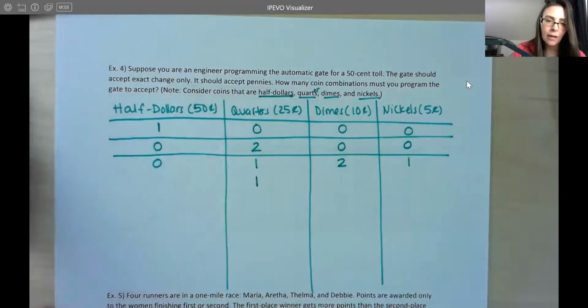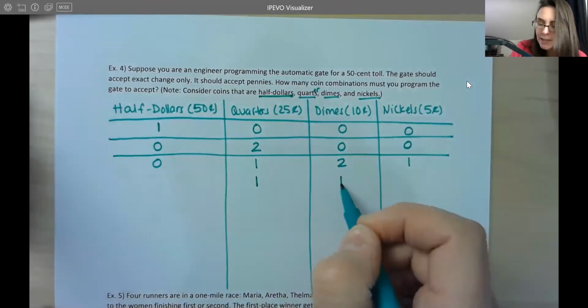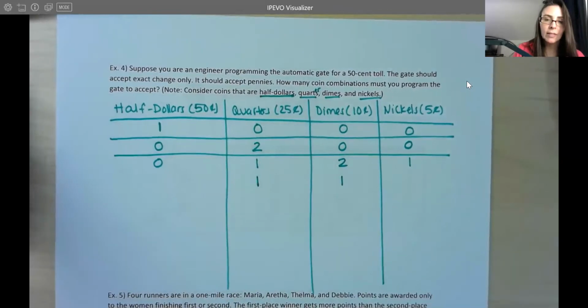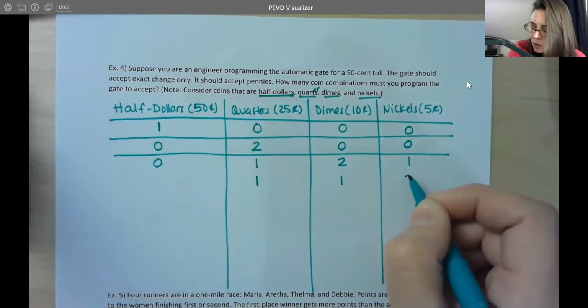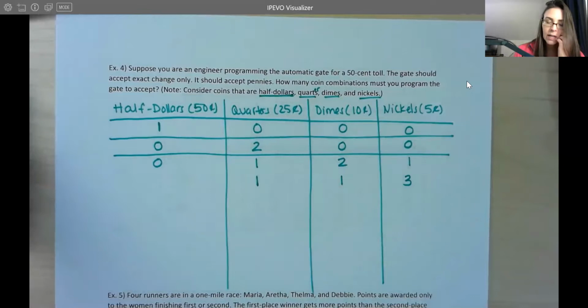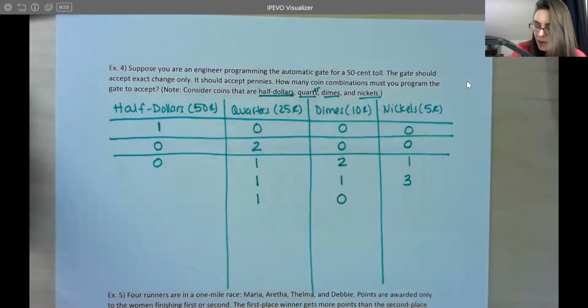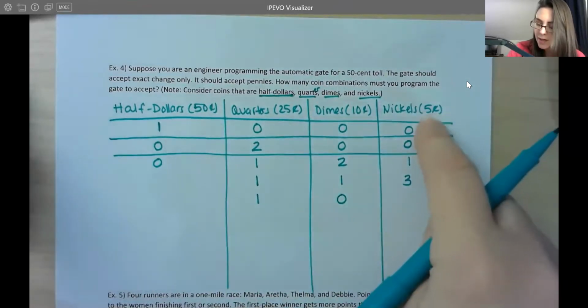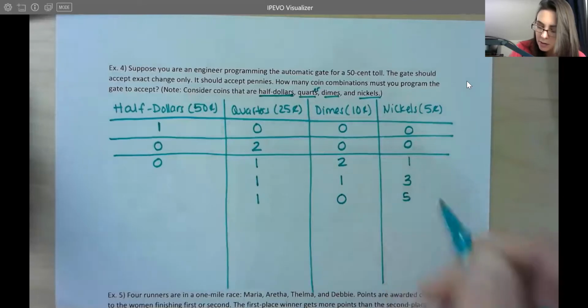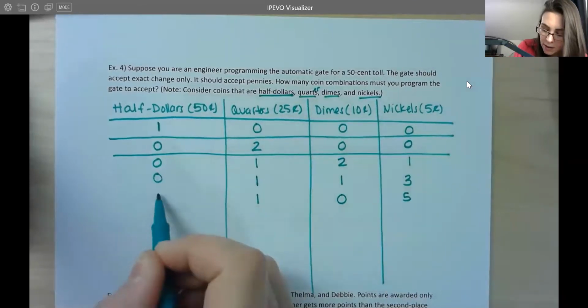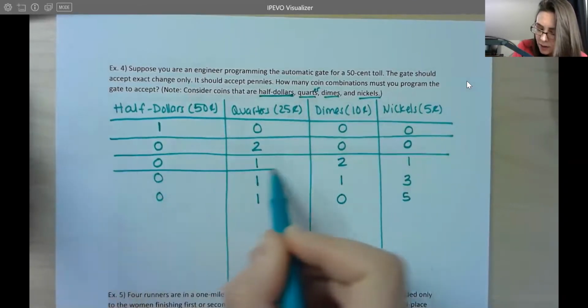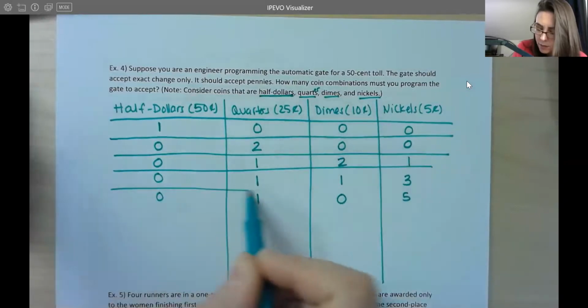But I don't have to do that. I could use maybe only 1 dime. So if I have 1 dime, that's 10 cents. I still need 15 cents. I could use 3 nickels. Or maybe I don't have any dimes and I only have nickels. So if I need 25 cents, I could use 5 nickels. So these are other ways that I could use quarters.